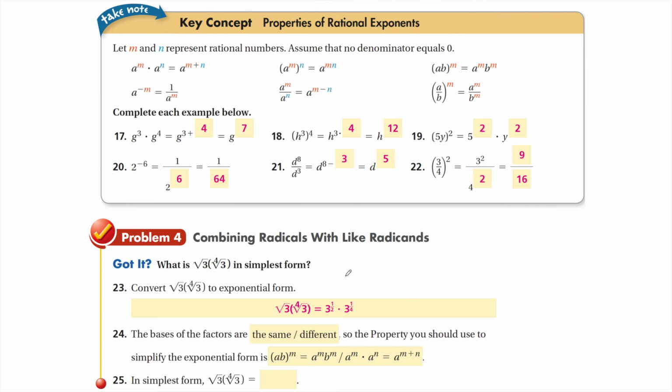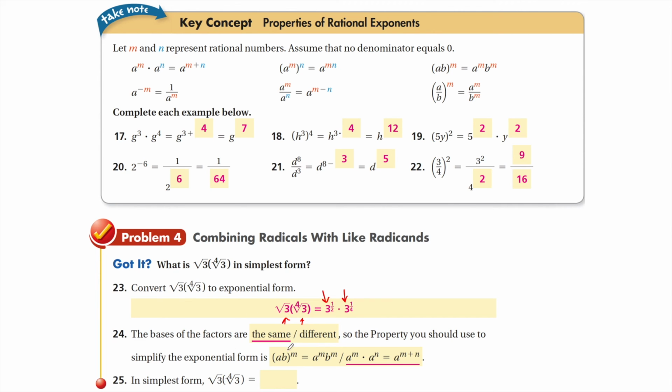Since the bases, or the numbers, in this case in the radicand portion, but more importantly the bases, the numbers that are attached to the exponents, are the same, we can use the exact same property as if we were multiplying the same base variables. So we have 3 raised to the 1/2 power times 3 raised to the 1/4 power would turn into 3 raised to the 1/2 plus 1/4 power.